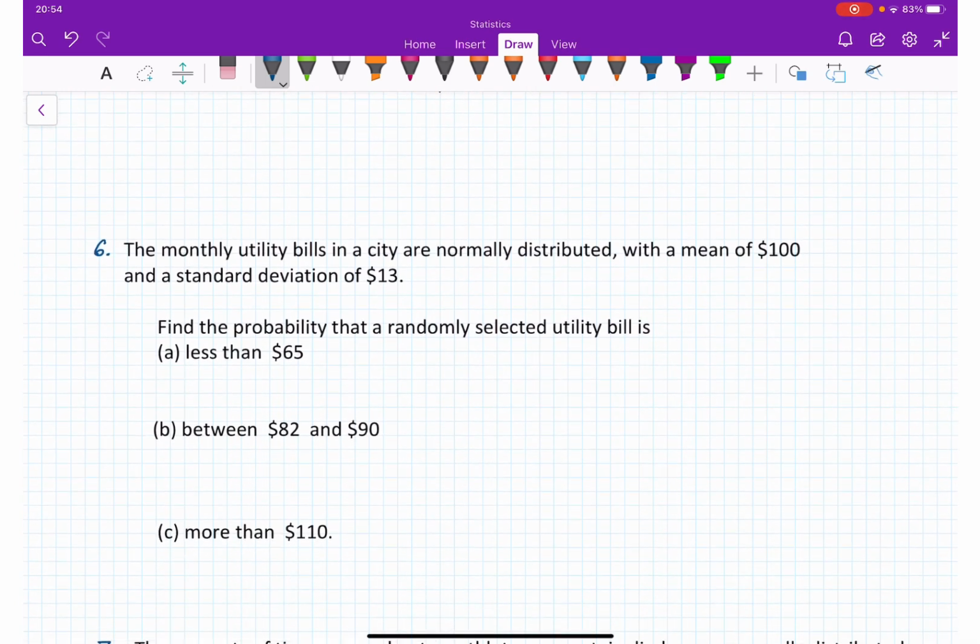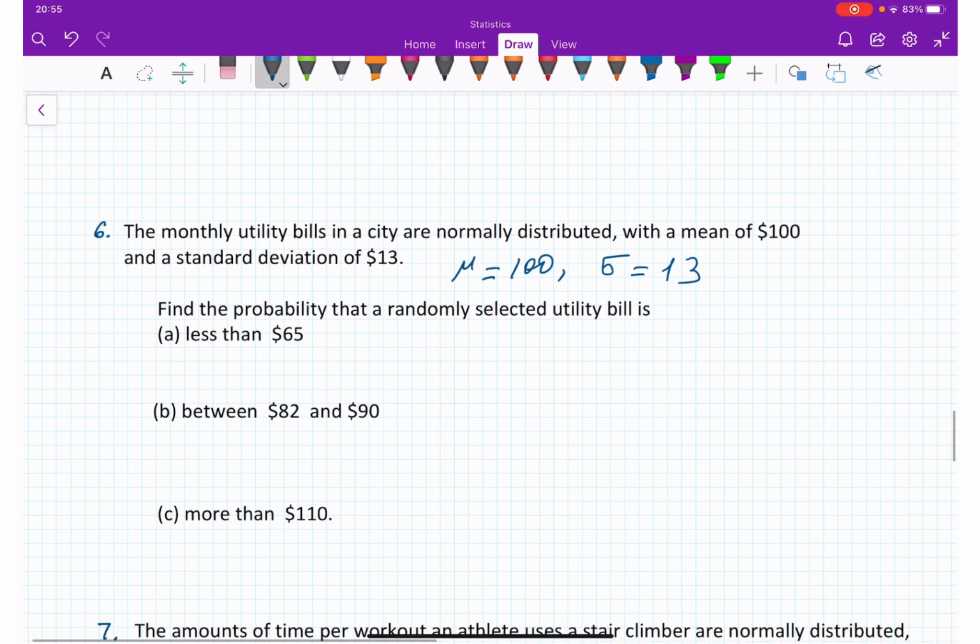Okay, what do we have here? So the monthly utility bills in a city are normally distributed. Mean mu is 100. Standard deviation, sigma, is 13, right? And so it's practically going to be the same way. We need to find probability of x is less than 65, right? So let me write down 113, and it's going to be 65.